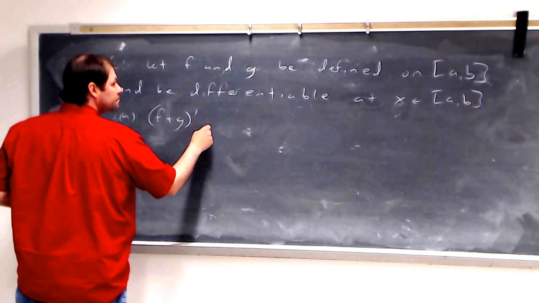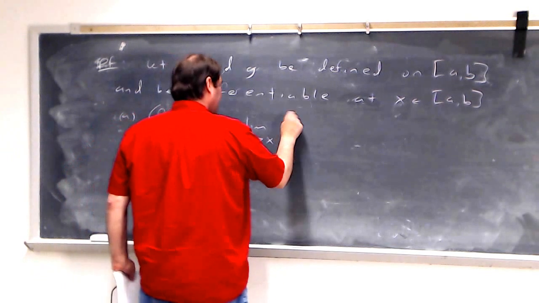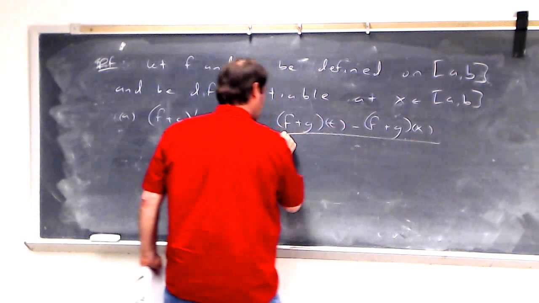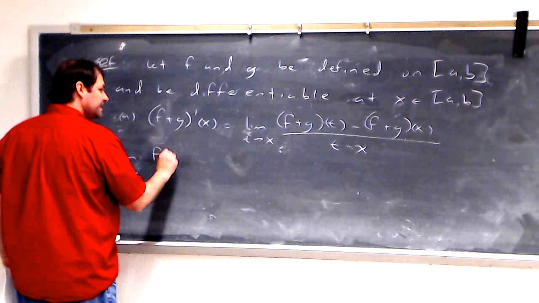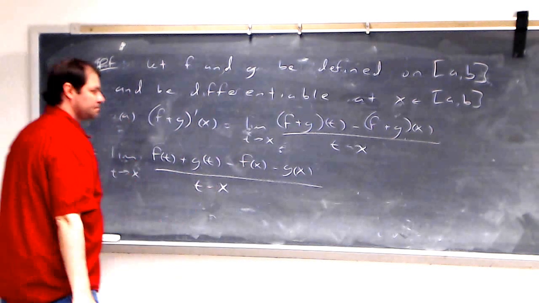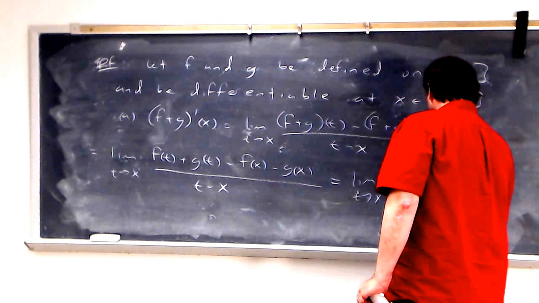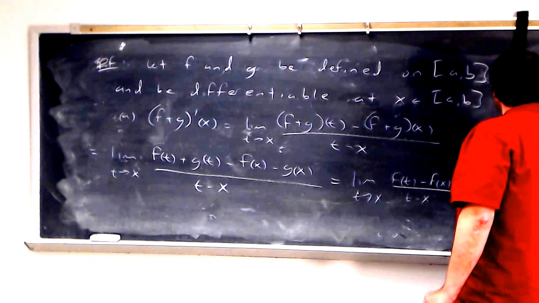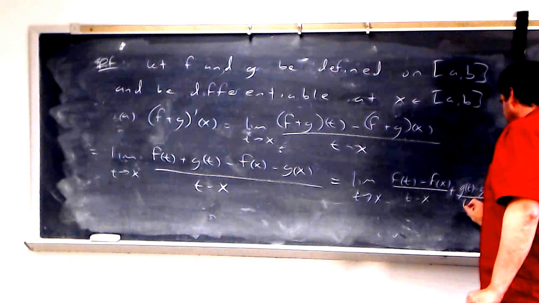the addition's derivative acting on x is equal to the limit as t goes to x of (f plus g) acting on t minus (f plus g) acting on x, all over t minus x. That's equal to the limit as t goes to x of f of t plus g of t minus f of x minus g of x, all over t minus x. And that's equal to the limit as t goes to x of f of t minus f of x over t minus x, plus, I'll rewrite this, g of t. Well, I'm running out of room here. Let me write it a little smaller. Plus g of t minus g of x, all over t minus x.